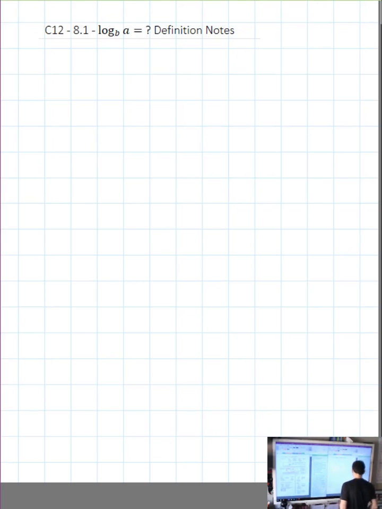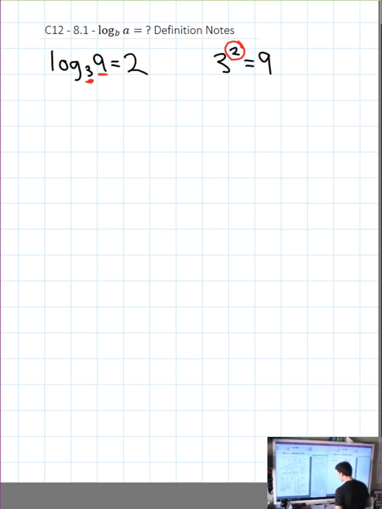So let's take a look at the definition of a logarithm. If we take log base 3 of 9, and wonder what that equals. Well, we're wondering what power must we raise the base to equal the thing we're logging. So we know that 3 squared is equal to 9. So what power must we raise 3 to equal 9? The answer is 2. We can always check that on the graphing calculator.